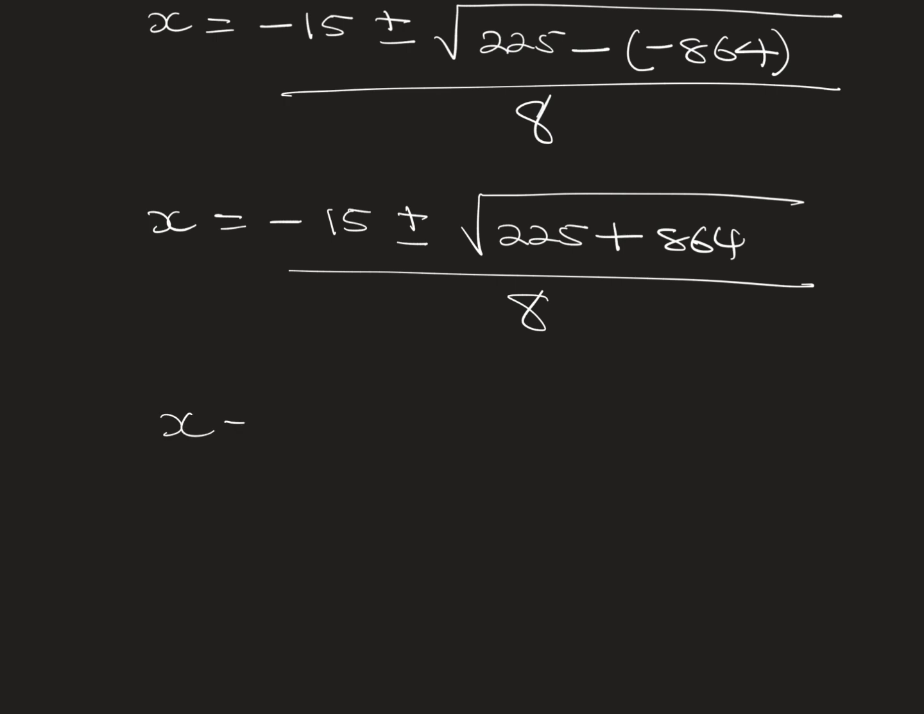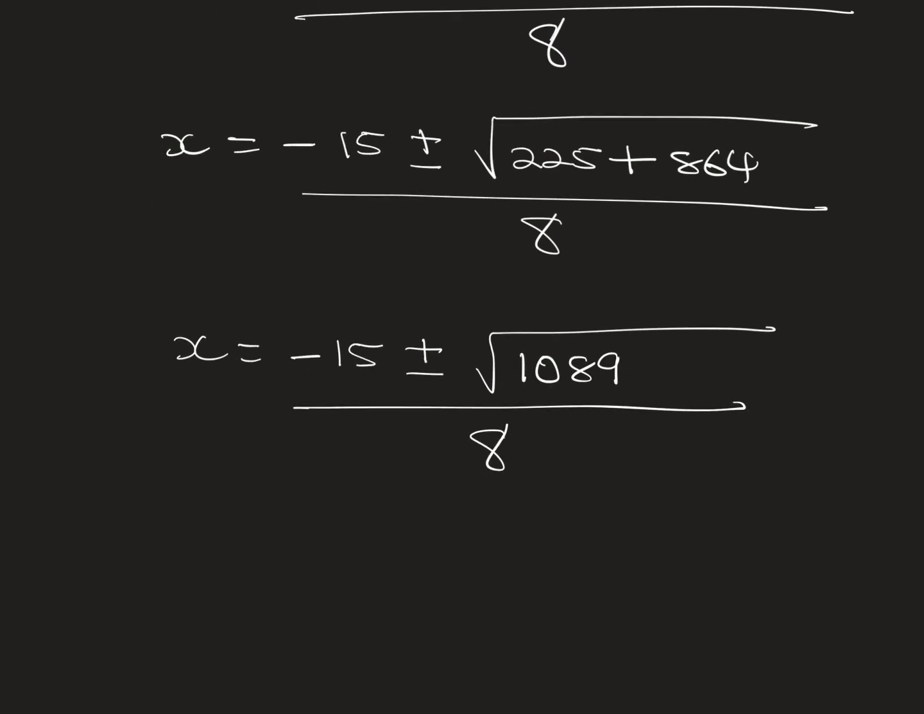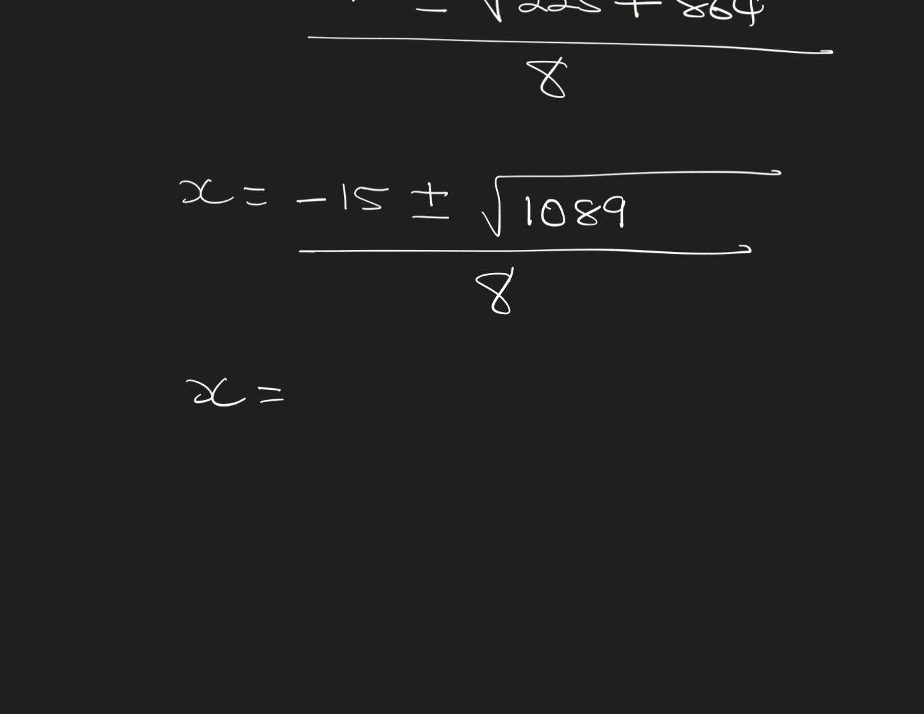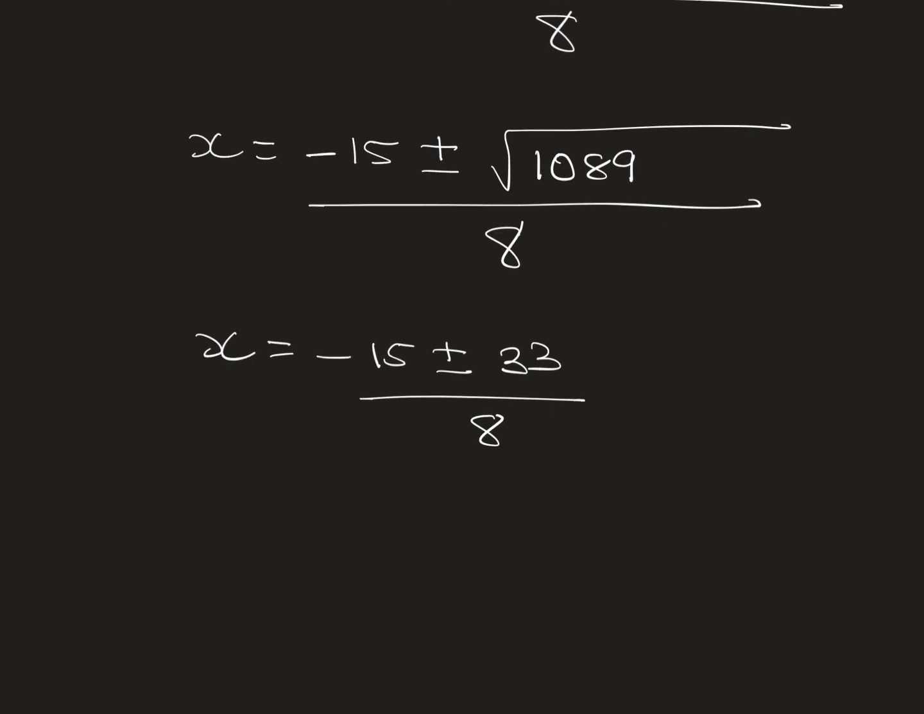So x is equal to negative 15 plus or minus, what is 225 plus 864? That will be 1089. Divide this by 8. So x is equal to negative 15 plus or minus, what is the square root of 1089? That is 33. So divide it by 8.